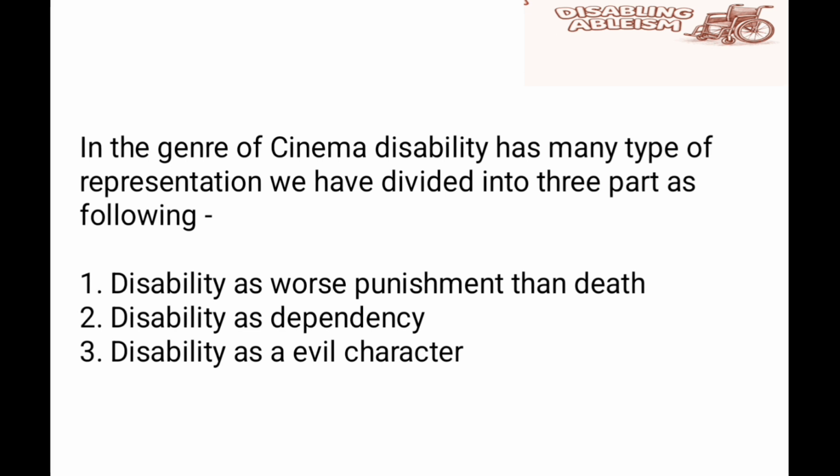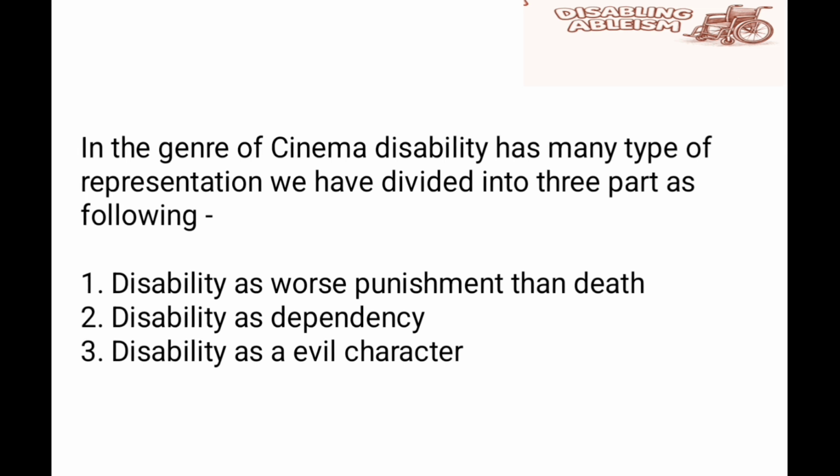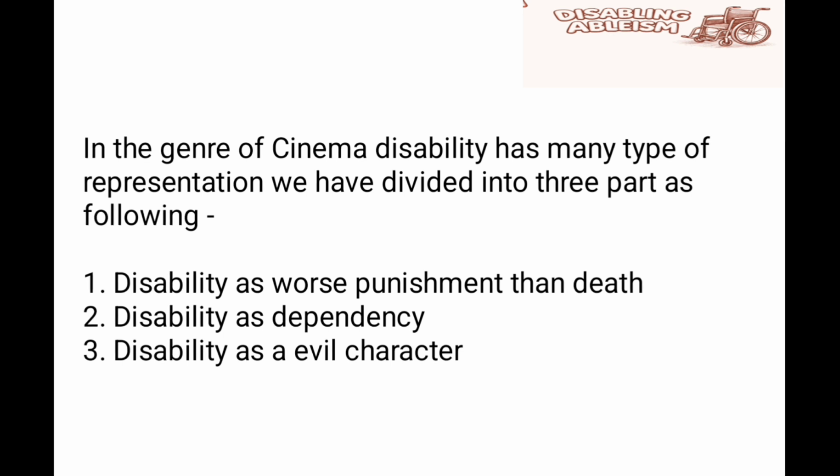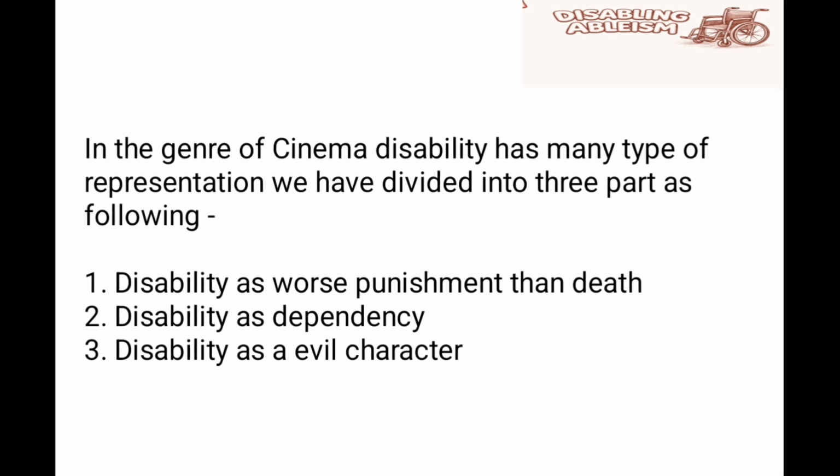In the genre of cinema, disability had many types of representation. We have divided it mainly into three parts. The first one is disability as a punishment worse than death. We will see how in movies the main hero tests a villain in such a way that he can disable such a person, which is seen as worse than death. We will see in the next slide how movies represent disability as a punishment.